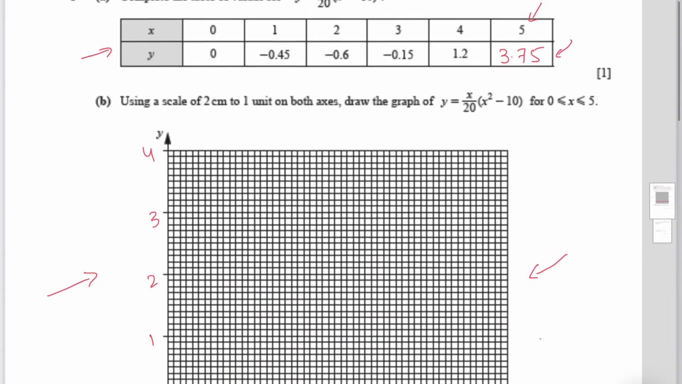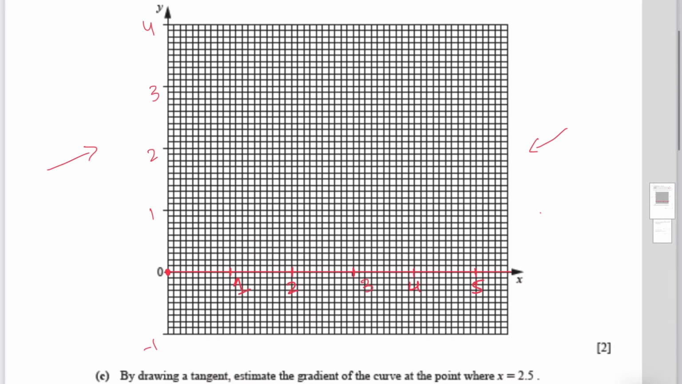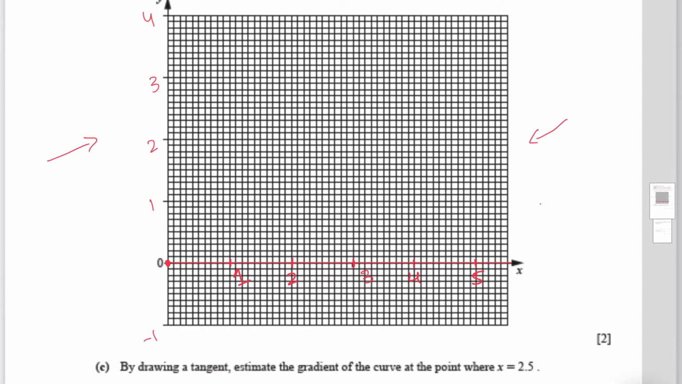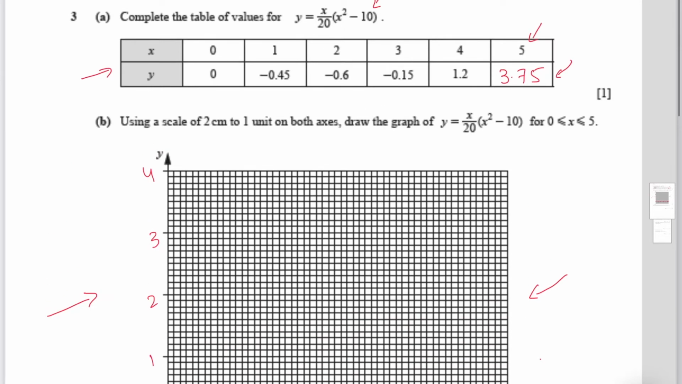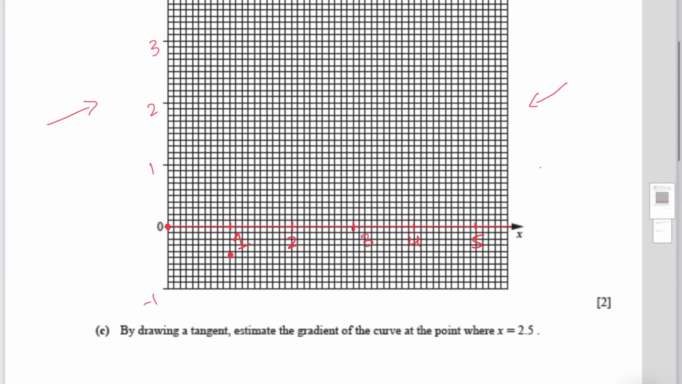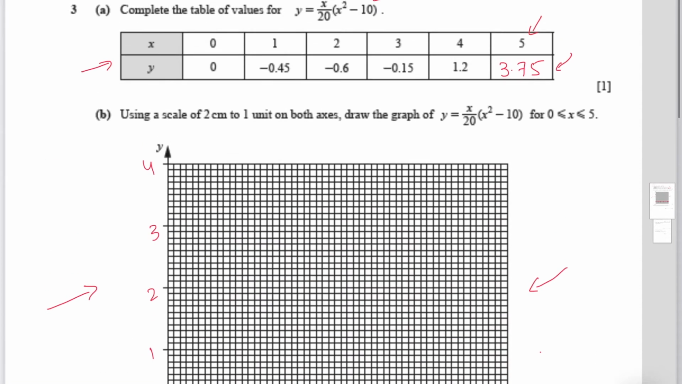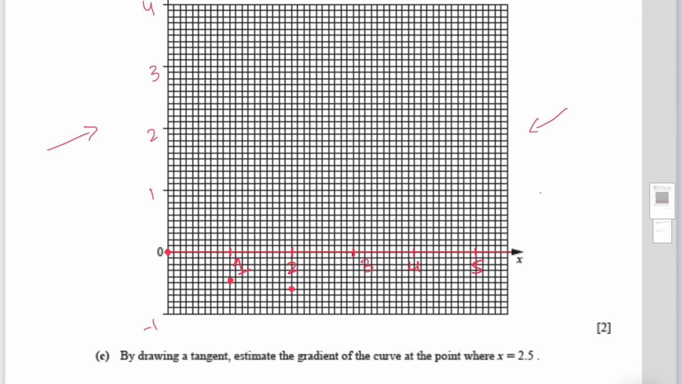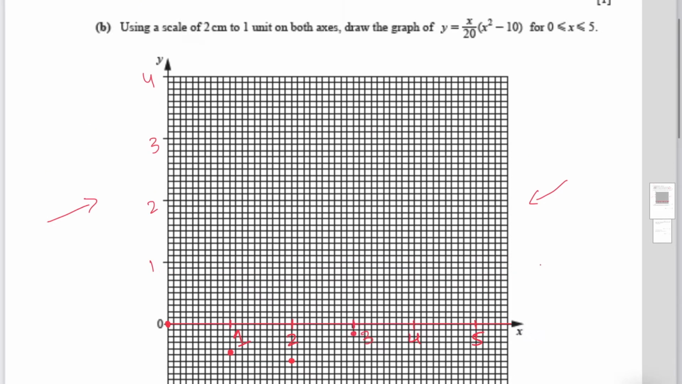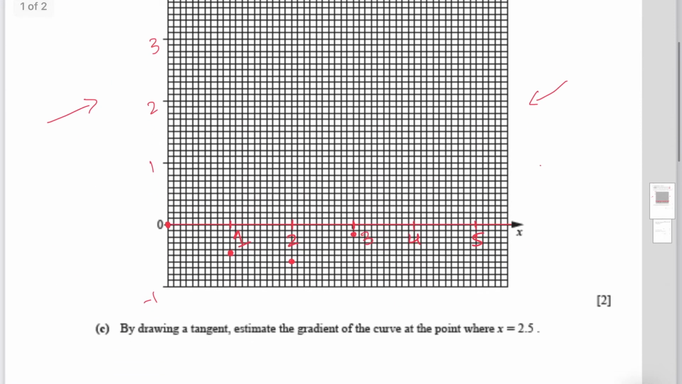I hope this is visible. When x is 1, y is negative 0.45. 1, 2, 3, 4, negative 0.45 is going to be here. When x is 2, y is negative 0.6, which means the value is going to be right there. When x is 3, y is negative 0.15. It is going to be there. The next is 4 and 1.2. So 4 and 1.2 is supposed to be, one second, this is right here, this is 1. 1.2 is going to be over here.